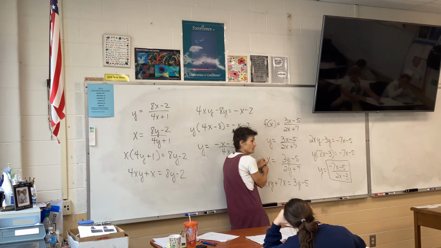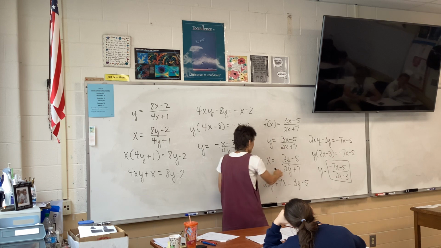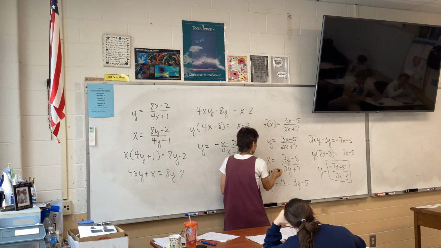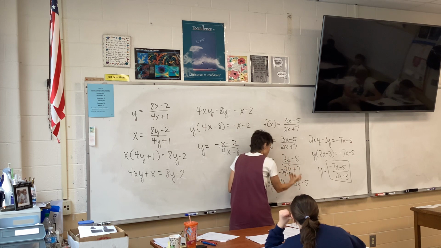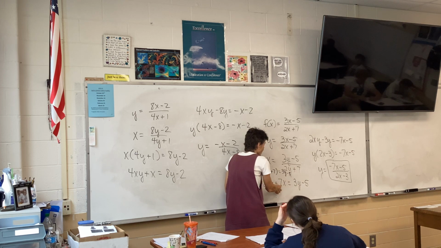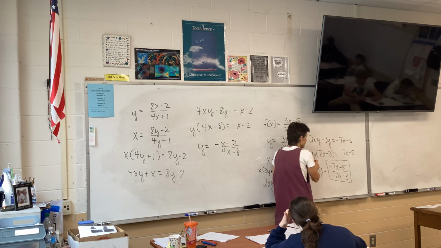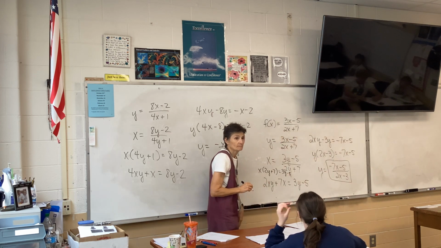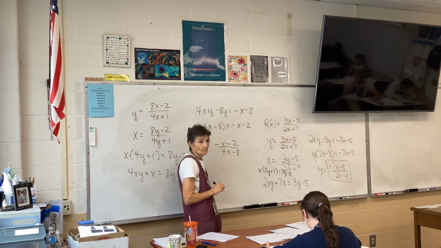Bring this over. Now, I brought it over and distributed all together in one step. If it's easier for you, bring it over and then distribute. Then we have the great rearranging step. So brought the minus 3y over, brought the minus 7x over, factored out the y, and divided. Okay?